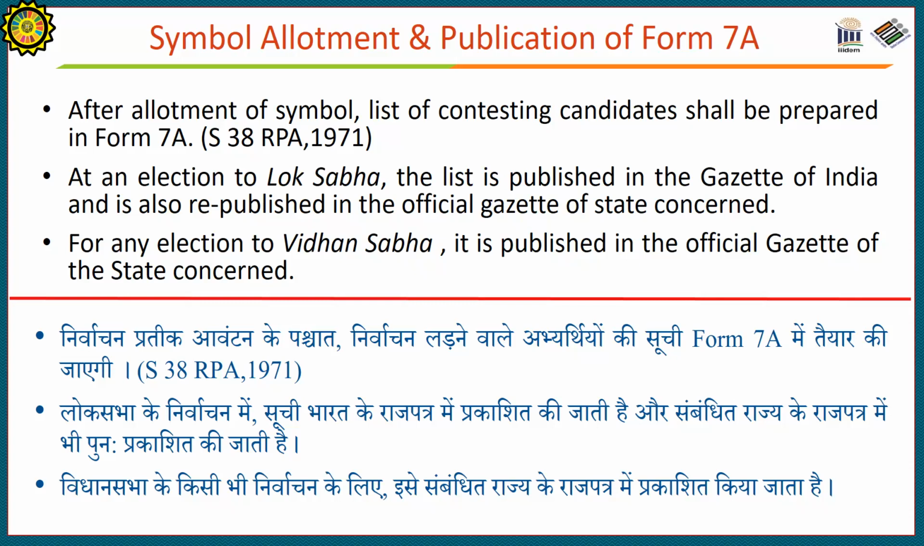After allotment of the symbol, the list of contestant candidates shall be prepared in Form 7A. At an election to Lok Sabha, the list is published in the Gazette of India and is also republished in the official Gazette of the state concerned. For any election to Vidhan Sabha, it is published in the official Gazette of the state concerned.